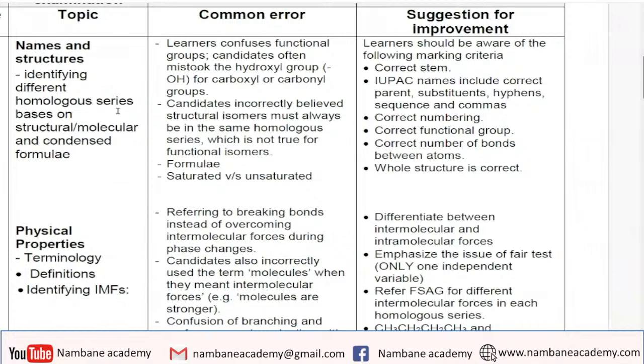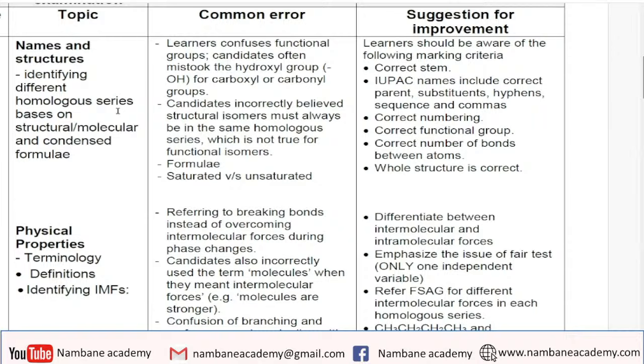And we know hydrocarbons of ours, we have saturated and unsaturated. We must know those things, the difference between saturated and unsaturated. We must also know the difference between the types of isomers. We have functional isomers, we have positional isomers, and we also have what? Chain isomers. We must know the difference amongst those ones.